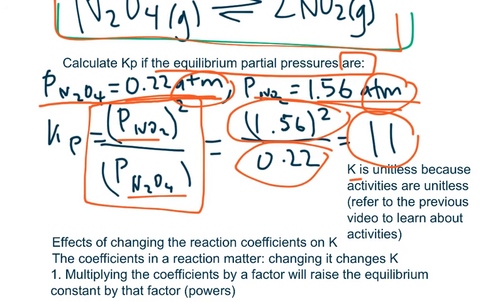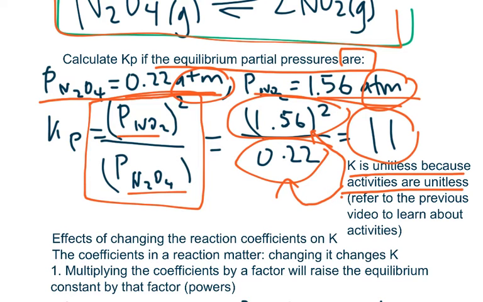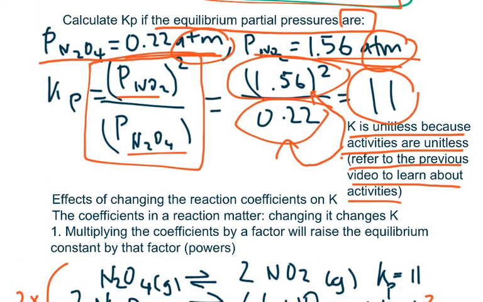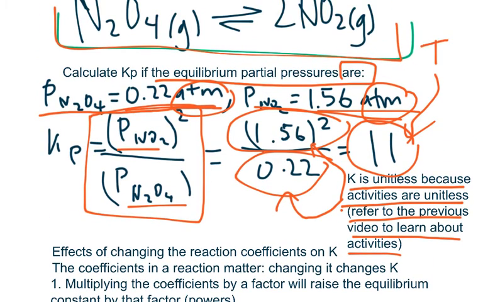And note that K is unitless because activities are unitless. Remember, these things we're plugging in are actually activities and not really pressures or molar or anything like that. They're actually activities, and you can refer to the previous video to learn about activities and why they are unitless. So, we have the equilibrium constant, and note that this is at a certain temperature T, so changing the temperature may change K, but we will talk about that in a future video.